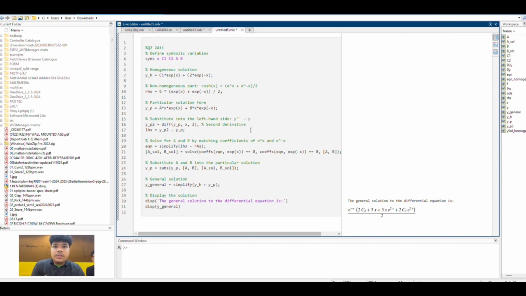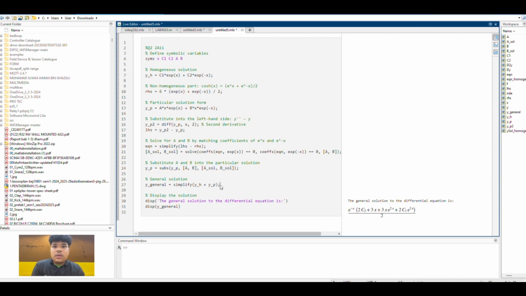Next part, find the second derivative of yp and plug it into the equation to see how it fits. Next part, solve the equation to find the values of A and B that make it work. The example is simplify left hand side minus right hand side. The next part, replace A and B in the particular solution with their solved values. This example for replace A and B in the particular solution.